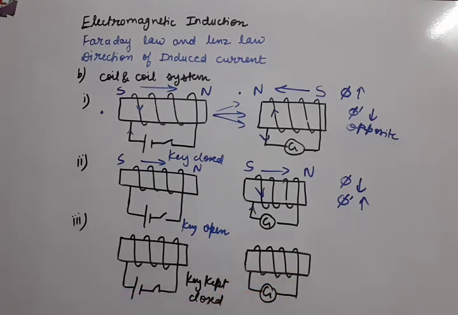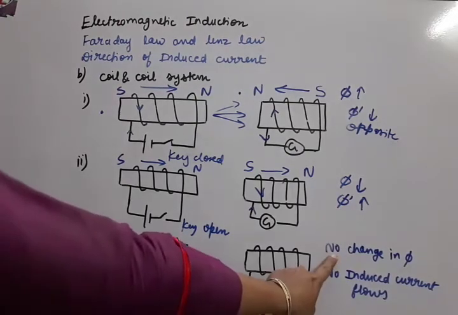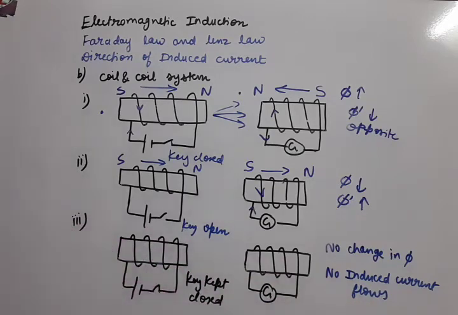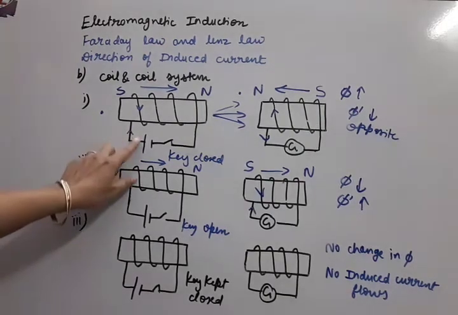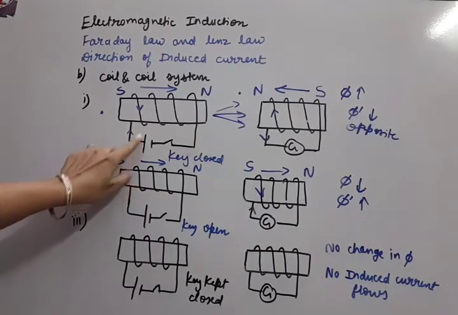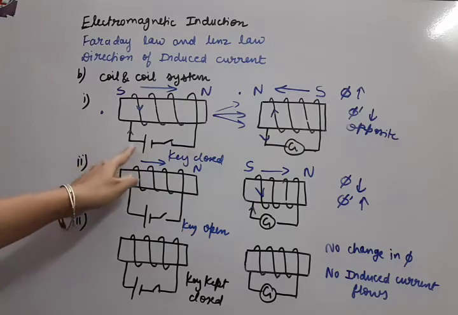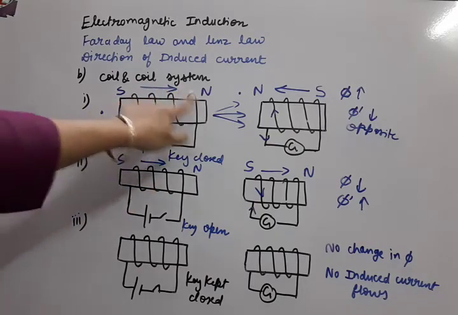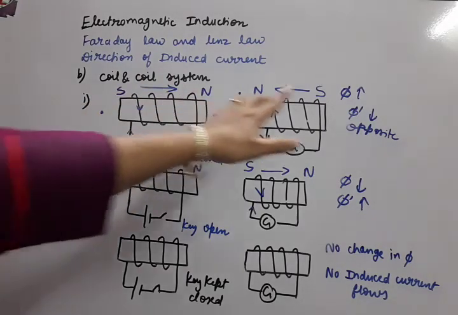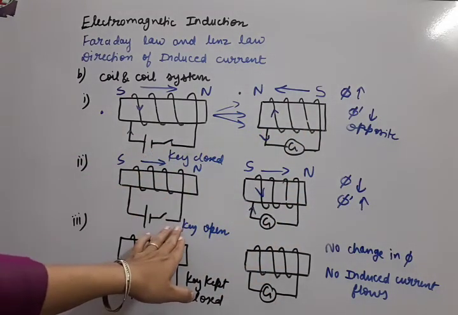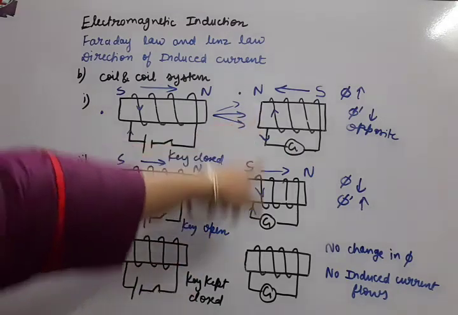Okay, so no change in flux, that's why here no induced current flows. So note down these cases. I am taking another example, example number 3rd. And students, here battery position is such that positive is this side. Now it can just happen that battery is given just opposite. So firstly make the poles of this side, then apply the change. Whatever is asked, key is closed asked or key is just open asked, accordingly you solve this case.